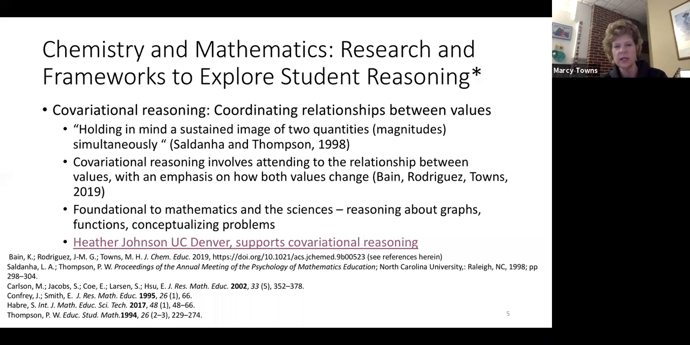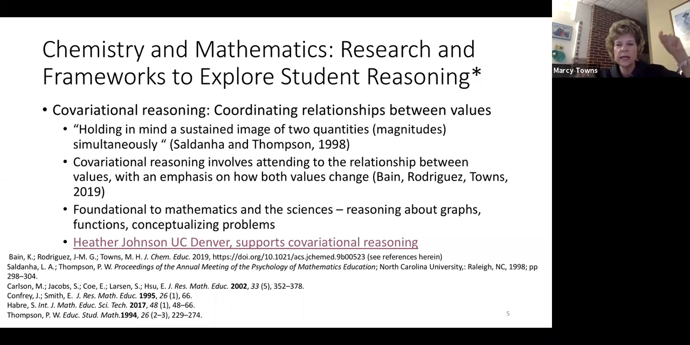It's like the air we breathe in chemistry. We just use it constantly. And from the mathematics education literature, what you can figure out is that students have a really tough time with it. Okay, so what's covariational reasoning?